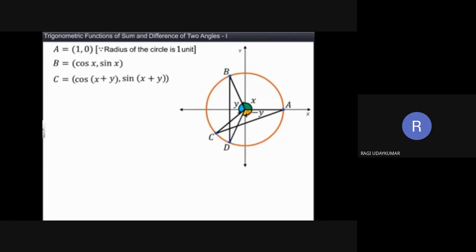In the same way for C, most of you will get confused. The students will write it as cos y, sin y. But cos y, sin y should not be written, because you need to see what angle OC is making with OA. It is making an angle of x plus y, from here to here. Did you get my point? So that's why the coordinates of C are cos (x plus y), sin (x plus y).